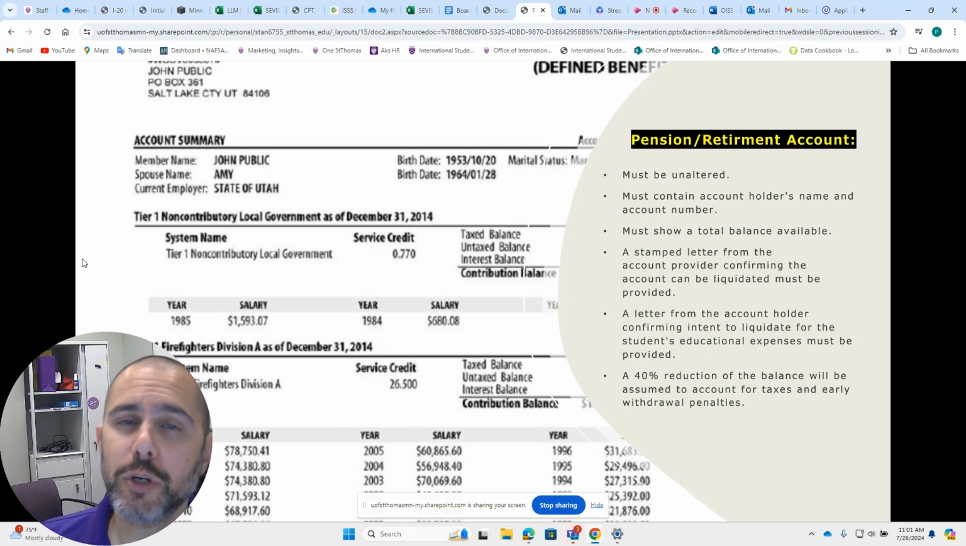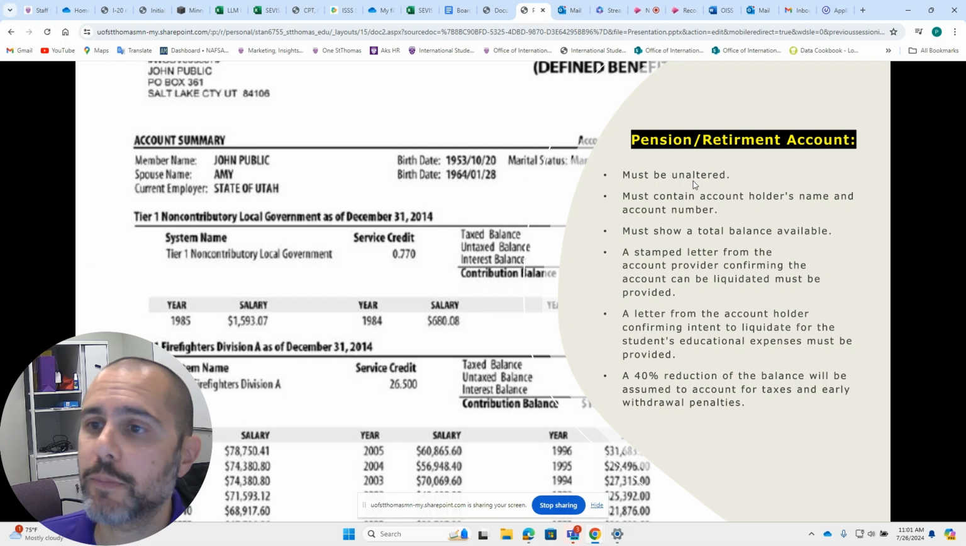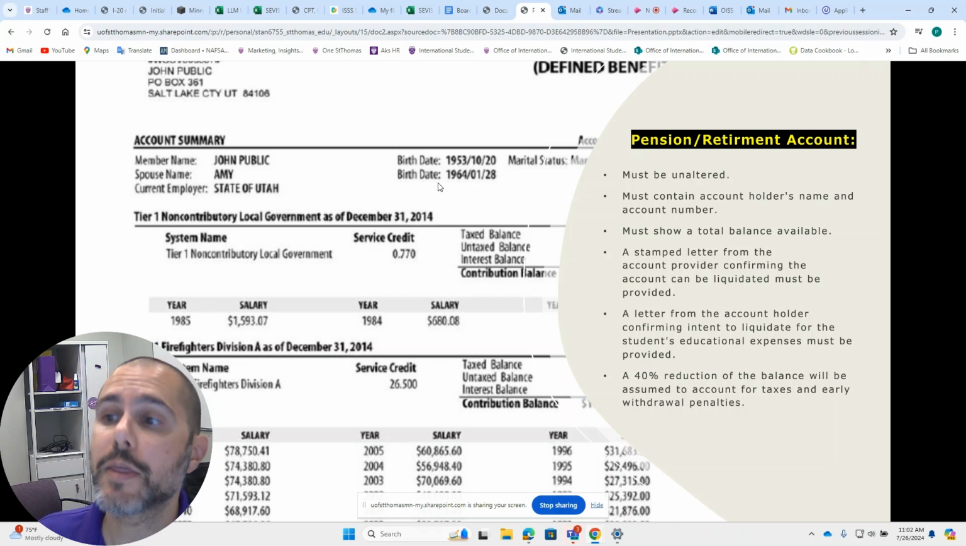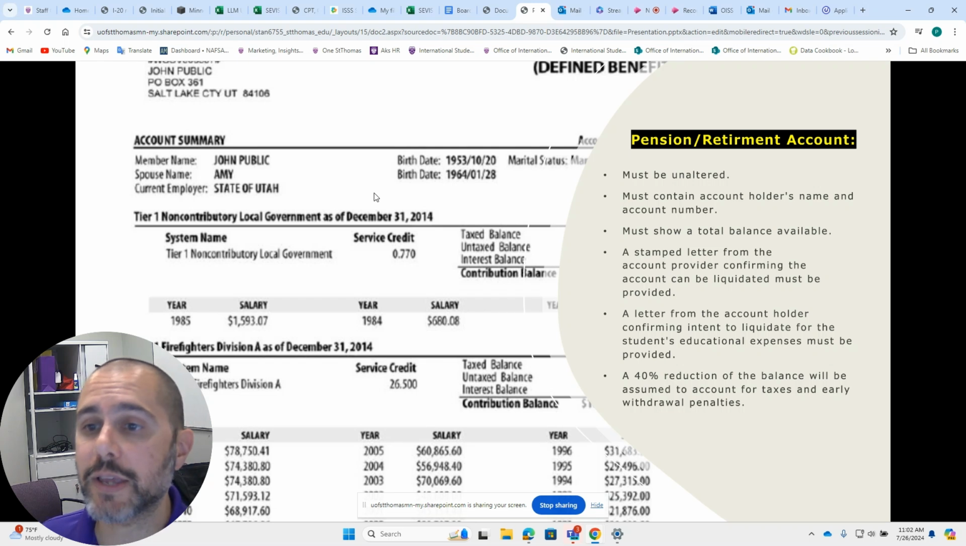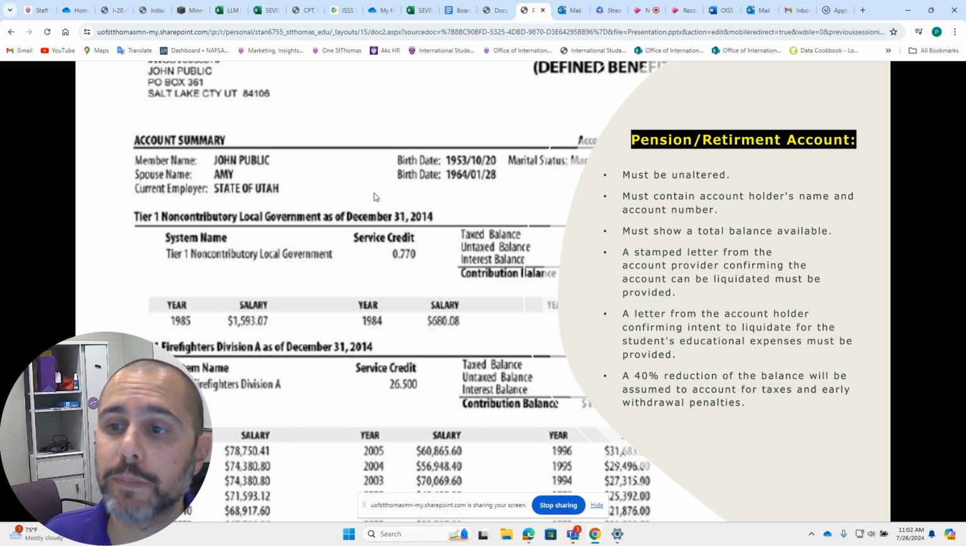Sometimes we often get pension or retirement accounts. Once again, same qualifications. Unaltered, account holder's name, must show the total balance available in the pension fund. You must have a stamped letter from the account provider, so the organization that holds the pension fund, confirming that that account can be liquidated. So in other words, it has to be from the pension fund saying if this individual wants, they can end their pension fund and pull money from it.